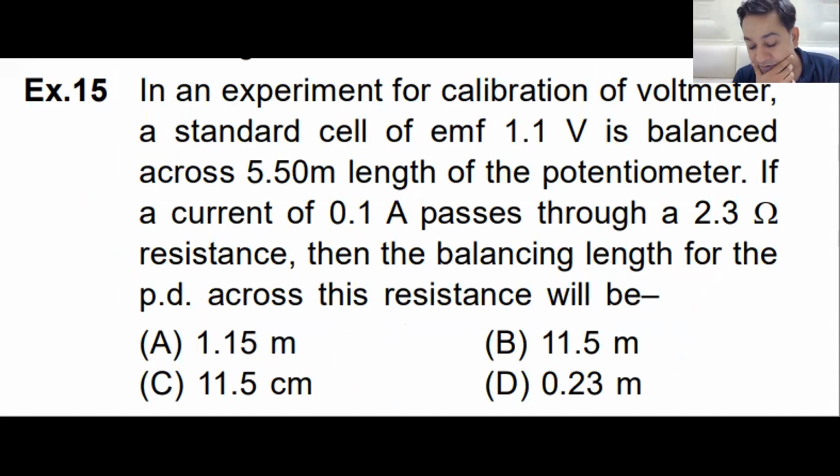In an experiment for calibration of a voltmeter, a standard cell of EMF is balanced across... So it's a potentiometer question. A standard cell of EMF 1.1 volt is balanced across 5.5 meter length of the potentiometer. If a current of 0.1 ampere passes through a 2.3 ohm resistance, then the balancing length for the potential difference across the resistance would be how much?